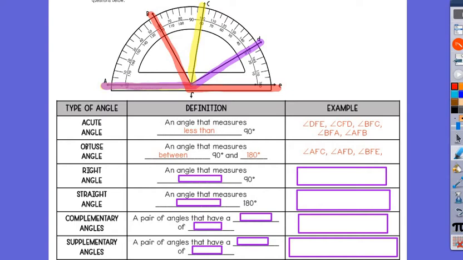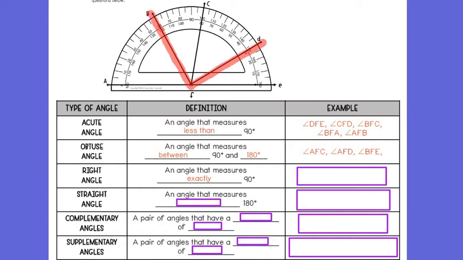Then a right angle is an angle that measures exactly 90. We're looking for an example of a right angle. Kane, you see one? BFD. And how did you know BFD was right? Because it's an L, but it doesn't look extremely perfect. What's telling me it's perfect? 150 minus 60 is 90.